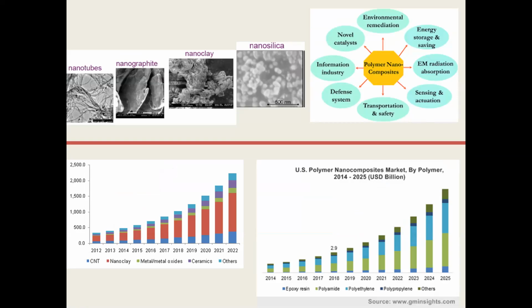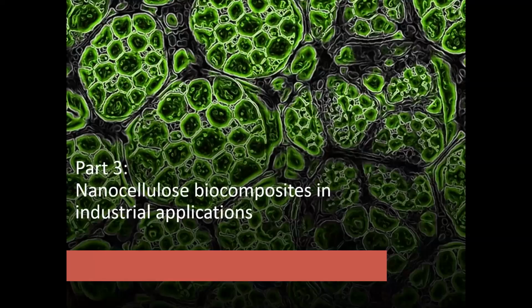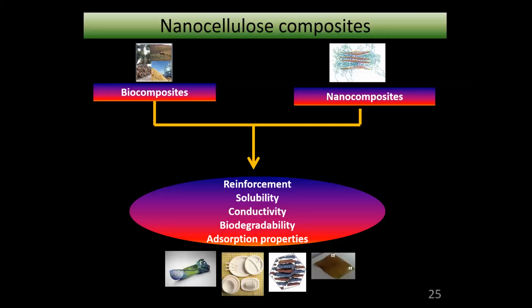Okay, so the last part is on nanocellulose biocomposites in industry applications. The combination of the nanobiocomposite, which is a product from a natural source, and the low particle size will show excellent properties as a reinforcement agent in terms of solubility, conductivity, biodegradability, and absorption properties, which we will cover here, and I will provide some examples of studies to gain an understanding of how nanocellulose functions for these respective properties.